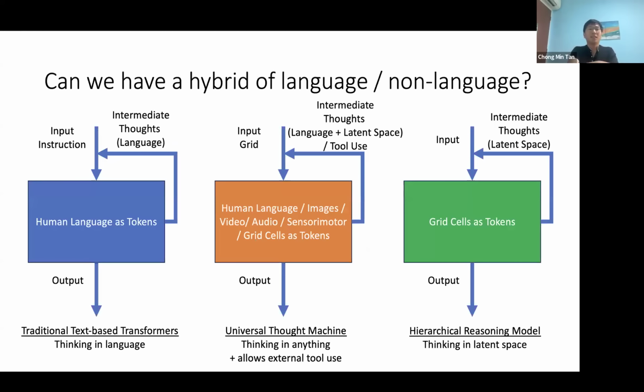I just want to end on this slide here. What I want to say is that right now in chain of thought, we have our intermediate language as language, intermediate thoughts as language.